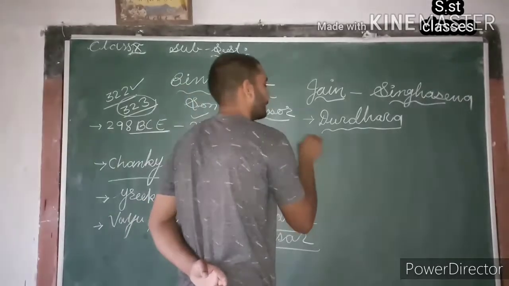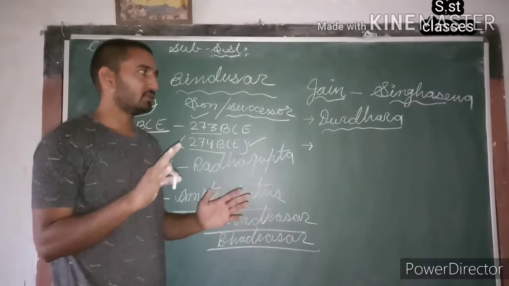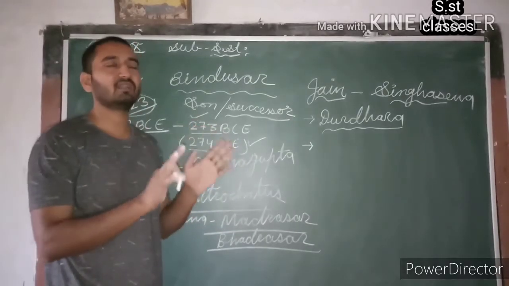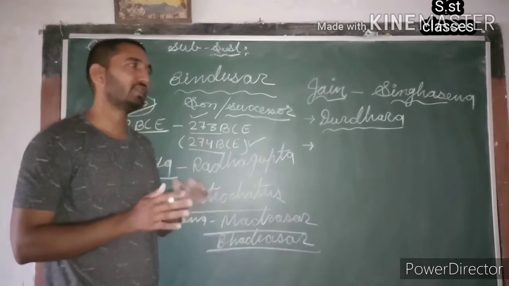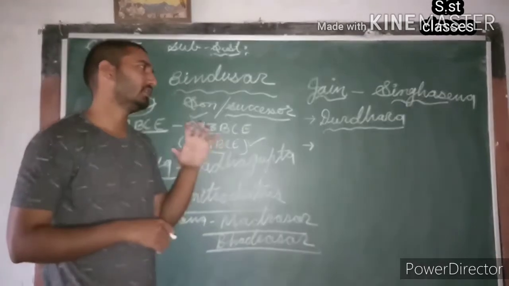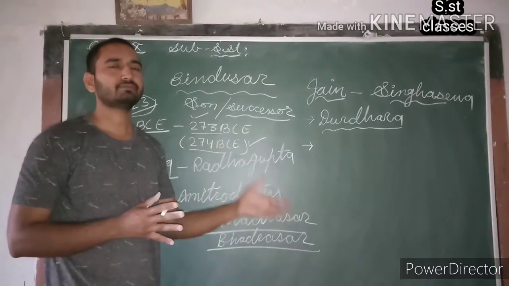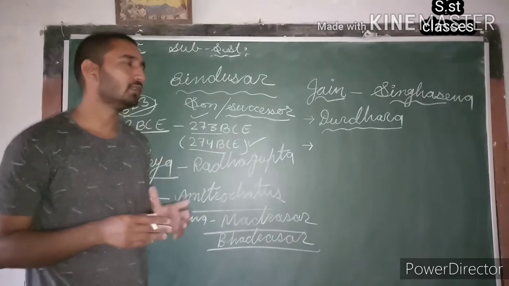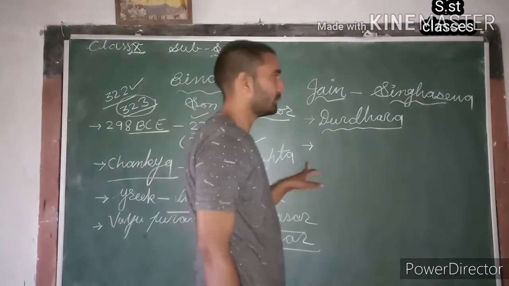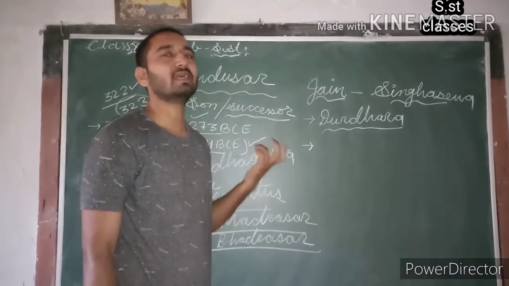Bindusar had a large empire, but he didn't win any part. That is, by winning he didn't add any part to the Mauryan Empire. He just maintained the same empire which was established by Chandragupta Maurya. Is that clear? Okay.